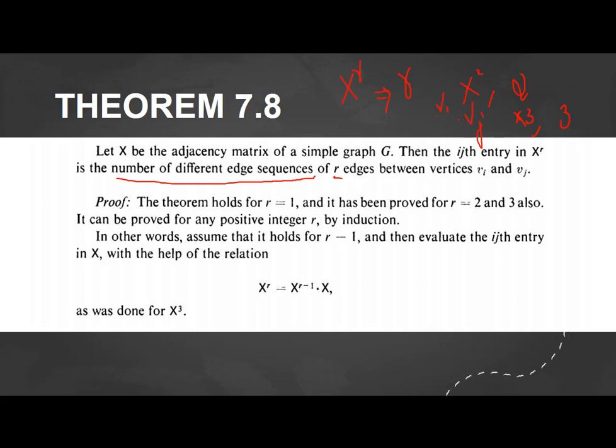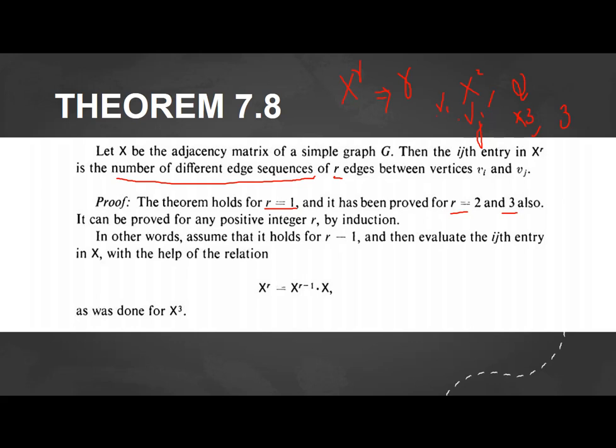So let's see the proof. The theorem holds for r is equal to 1, and then it has been proved for r is equal to 2 and 3 also. And as we have now seen, it can be proved for any positive integer r. It holds for r equal to 2 and 3, so we can say by induction that this theorem holds for any positive integer r.